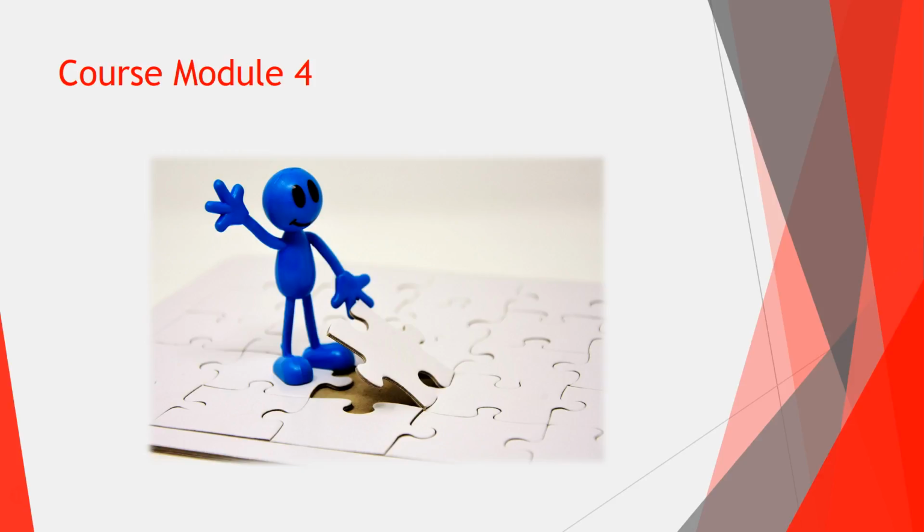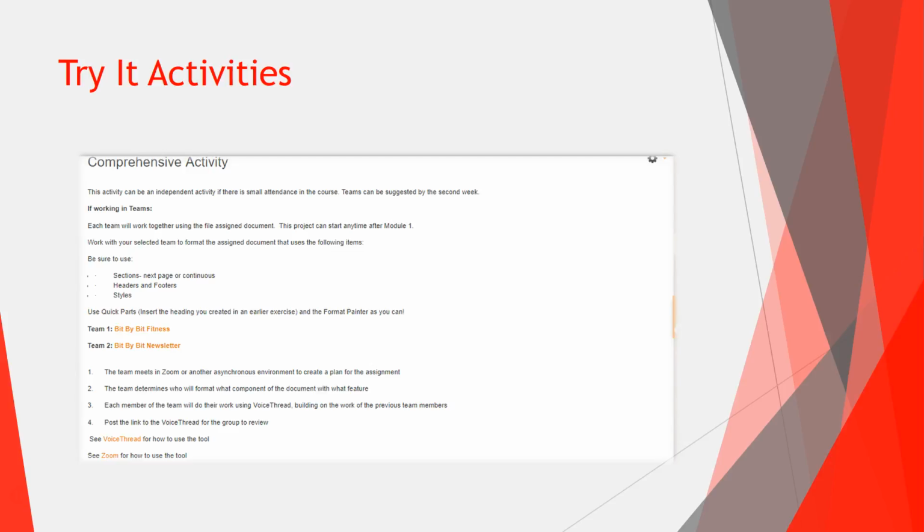And then we have course module 4. This is the comprehensive group activity. This really puts all the pieces together. This allows them to go from start to finish and create that document, but in this case, working with others. In this module, there are no videos, but there is a triad activity.